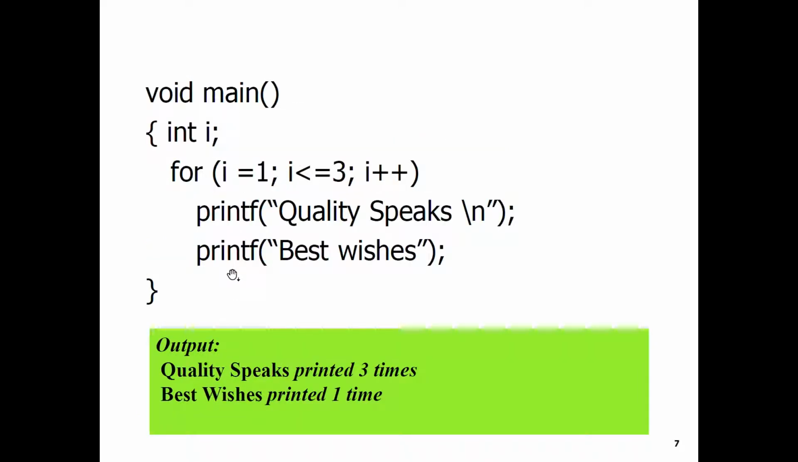Fine. Now the third program, the same program I modified. I have removed the opening and closing braces. What is the output of this now? Now see, inside the for loop you have only one action to perform, and this second action is independent of the for loop. When you run this program, "quality speaks" will be printed 3 times because this action belongs to the for loop, and this action is independent of the for loop and will be printed separately. So writing braces in a for loop or while loop or do while loop is very important.